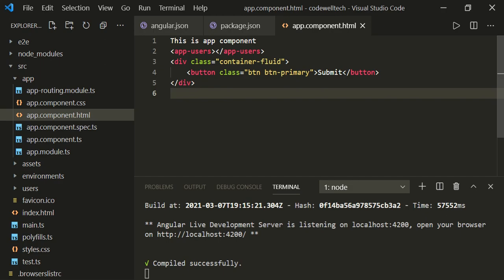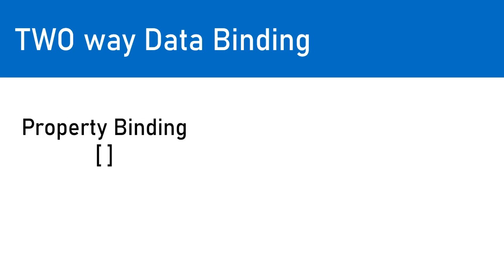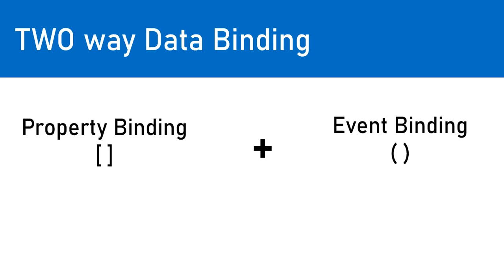In this session, we are going to discuss what two-way binding is and how it works. Let's start. So, what is two-way binding? It is an interview question. Two-way binding is the combination of property binding and event binding. We have already seen how property binding and event binding work.